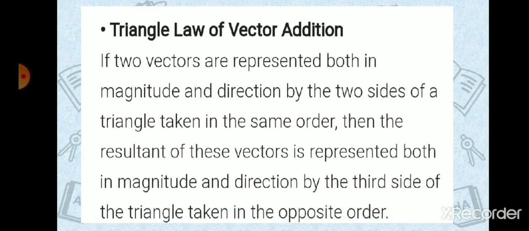Let us discuss the addition of vectors. There are two laws for vector addition. The first one is the triangular law of vector addition. If two vectors are represented both in magnitude and direction by the two sides of a triangle taken in the same order, then the resultant of these vectors is represented both in magnitude and direction by the third side of the triangle taken in the opposite order.